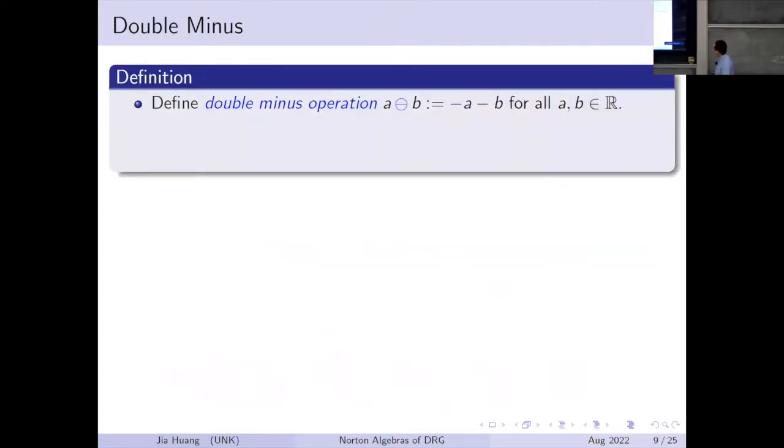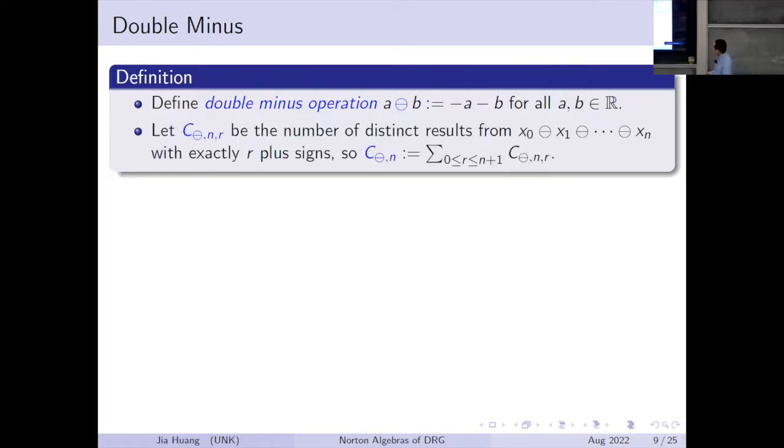Let's look at another example before I go back to Norton algebras. So after plus minus, we thought about this double minus operation. A star B is defined as minus A minus B. So we call that circle minus. Let's just denote C circle n r to be the number of distinct results from parenthesizing the expression x0 circle minus x1, and so on to xn, with exactly r plus signs.